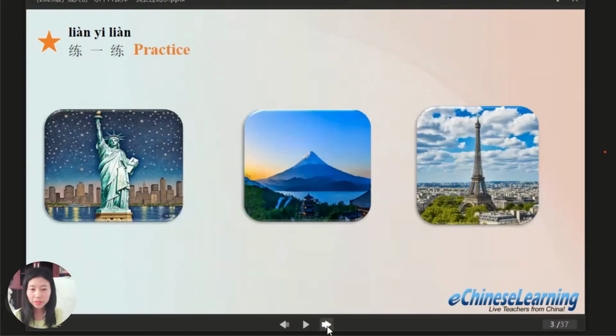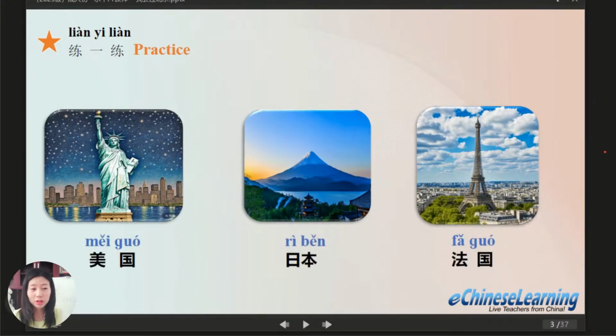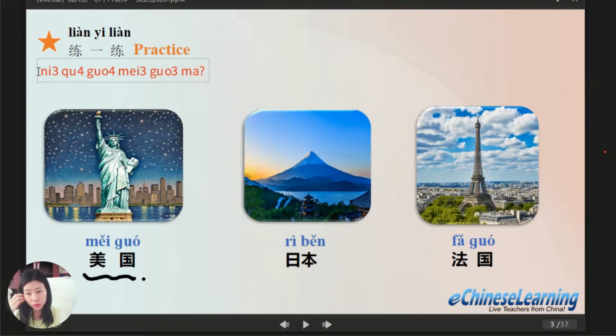Let's move to the next one and do more practice with the structure. The first one is the US. In Chinese we say 美国. Let's practice with the sentence. We just need to change the object and use the same structure like have you been to. We change Beijing to 美国. That would also be simple. For example, we are going to ask you 你去过美国吗? Have you been to the US before? 你去过美国吗?